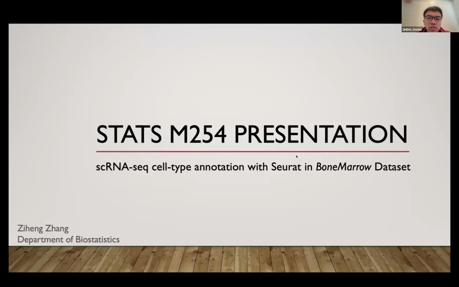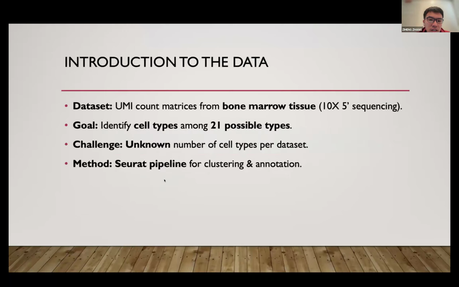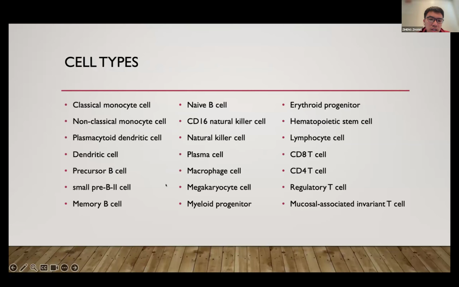Hi everyone, and now I will introduce my analysis of this single cell data for this bone marrow data set. I think my whole pipeline will be very similar to other students' work before. Our goal is to identify different cell types for the whole data set. This bone marrow data uses the UMI count matrices, and there are possibly 21 cell types. I will use dataset one as the example.